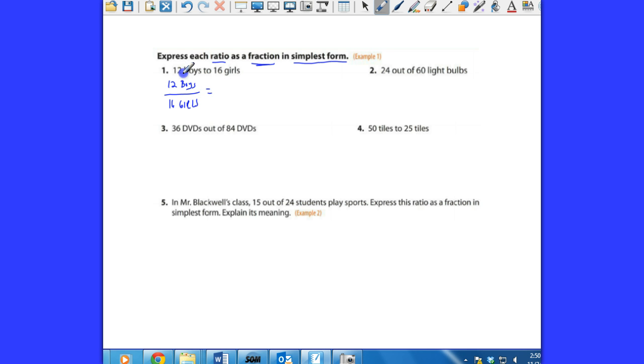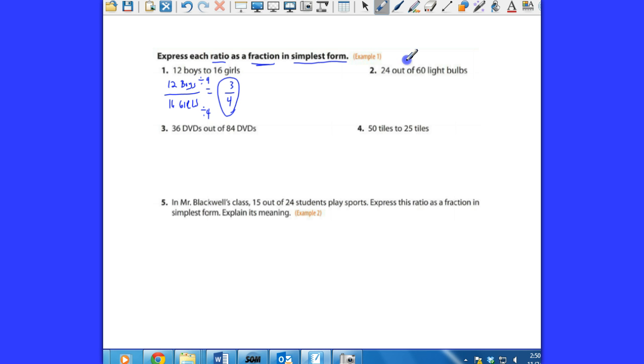You notice that they're both even numbers, so I am going to divide them both by, let's see here, I could actually divide them by 4. I was about to say 2, but I realized that 4 goes into both of those. So 12 divided by 4 is 3, and 16 divided by 4 is 4. So the fraction ratio of boys to girls is 3/4. And there you go, it's that simple. Let's take a look at number 2.